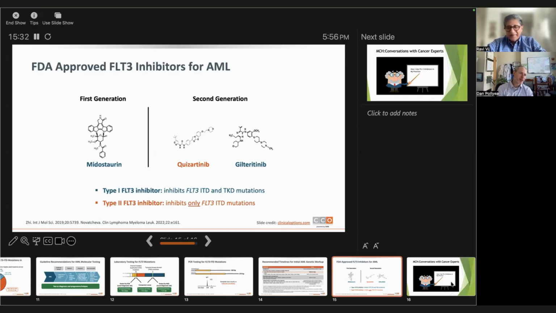Yeah, what a great place that we are when we have these options in AML, that we can even have this conversation. It's pretty amazing given, as you know well, where this field was 10 or so years ago. I don't think there's any data to guide us. You're right. Now we have IDH inhibitors, we have the FLT3 inhibitors. We now have menin inhibitors, so there are lots of different considerations.